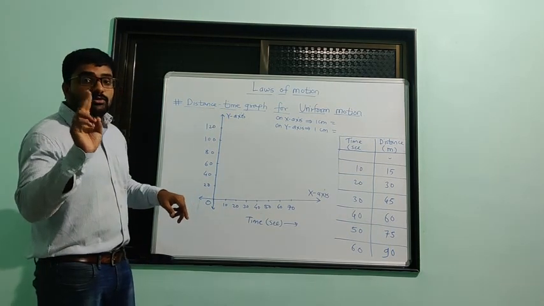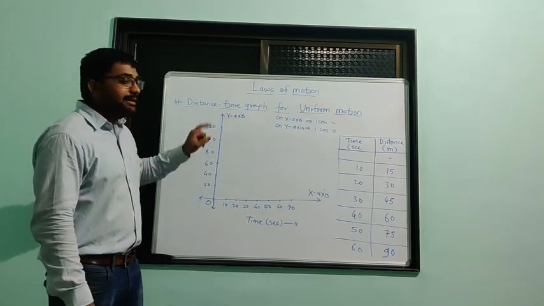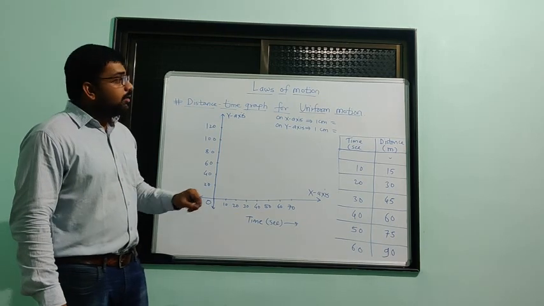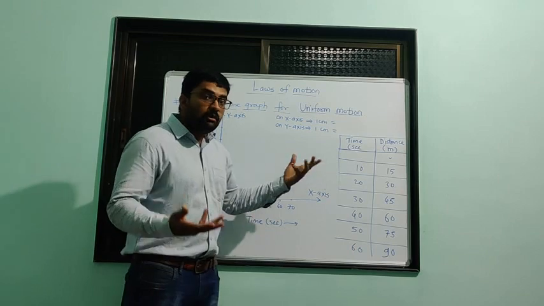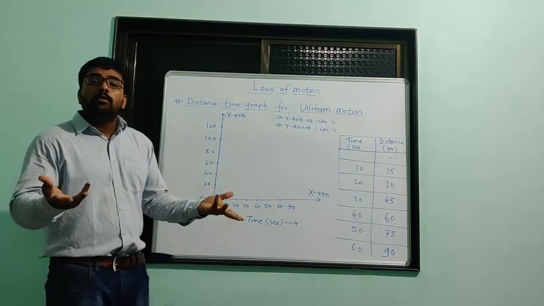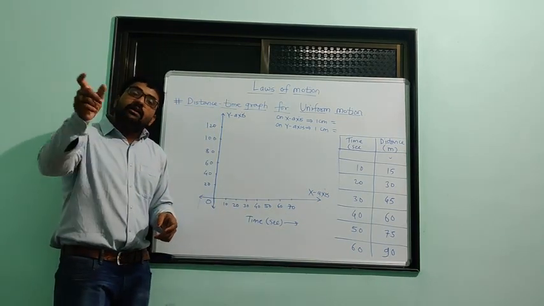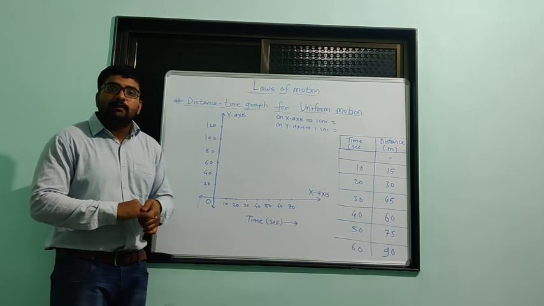We have to use two things: one is distance and second is time. For what? Uniform motion. Motion is how much? Uniform. Uniform means what here? Equal distance will be covered in equal intervals of time.